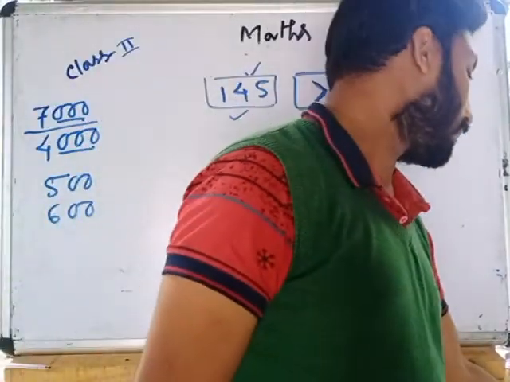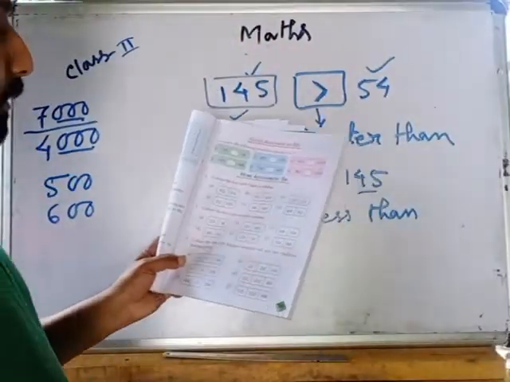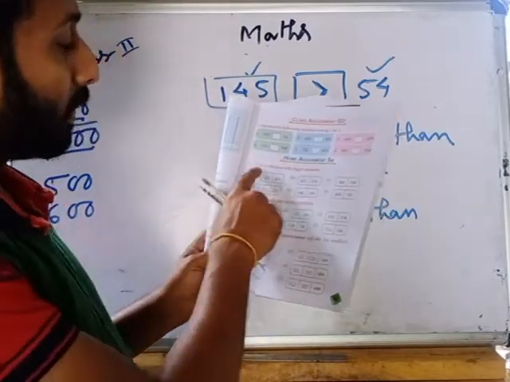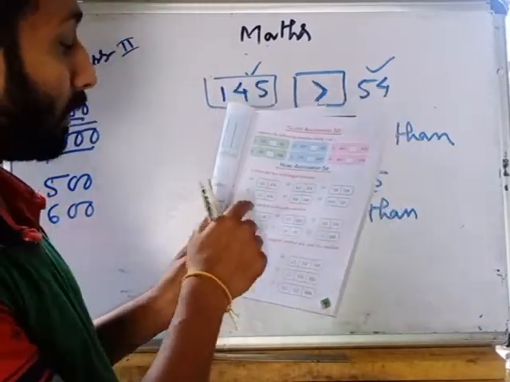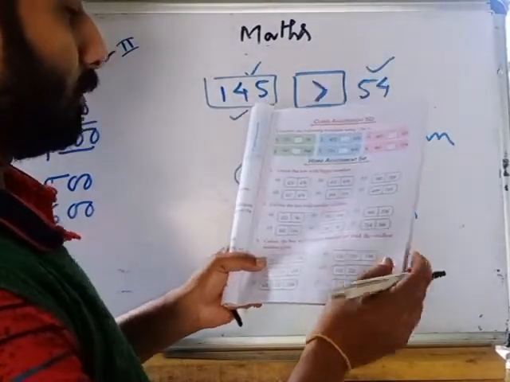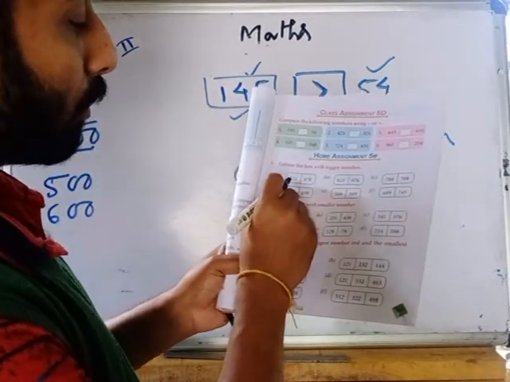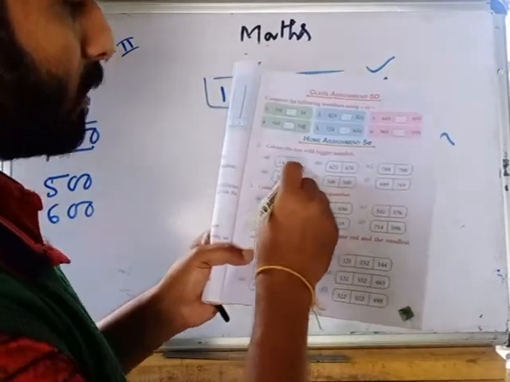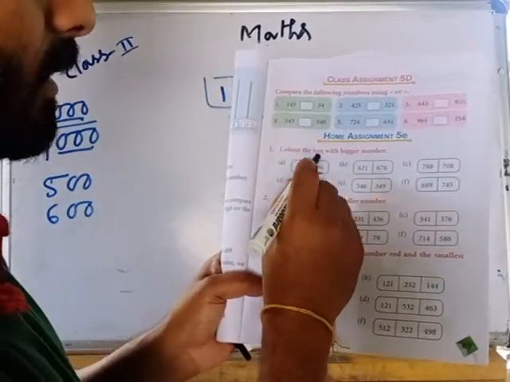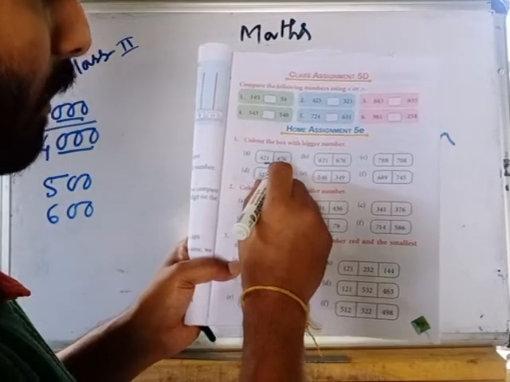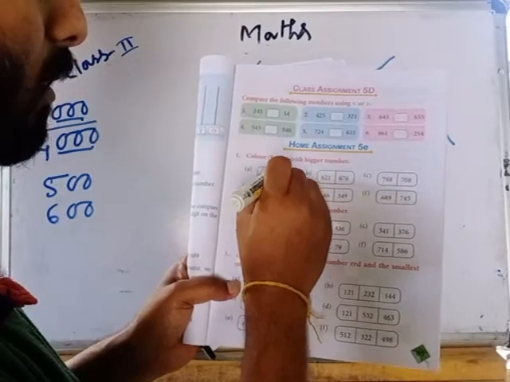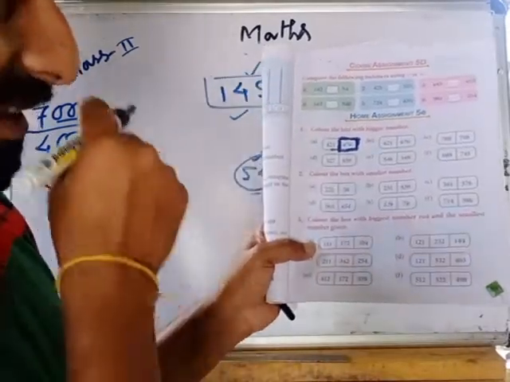Okay, so you should write here the greater than or less than sign. Color the box with the bigger number. Which one is the bigger? 421, 476. 400 is also the same, but here is 21, 76. 76 is the greater, or bigger, that means we should color this box. Okay, like this.